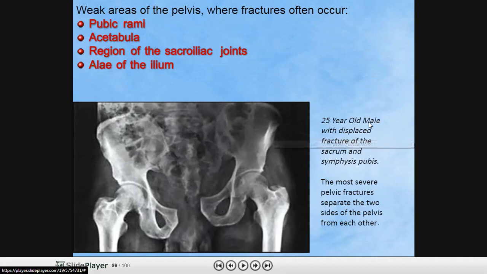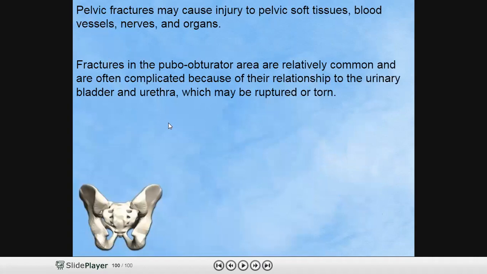Okay, so this is the X-ray which shows the 25-year-old male with displaced fracture of sacrum, and pubic symphysis is also not articulated, and they are just separated. Okay, so more severe pelvic fractures separate two sides of pelvis from each other. So pelvis fractures may cause injury to pelvic soft tissue inside the pelvic cavity.